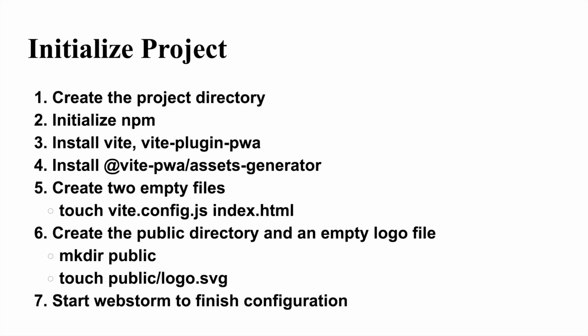It's time to initialize our project. We will create a directory, change into it, and run npm init. We will then install the Vite and PWA plugins. Next, we will install the optional assets generator. If you don't already have a set of icons, this will greatly simplify the process of creating them. Finally, we will create some empty files in a public directory. Let's start WebStorm and we can finish our configuration.